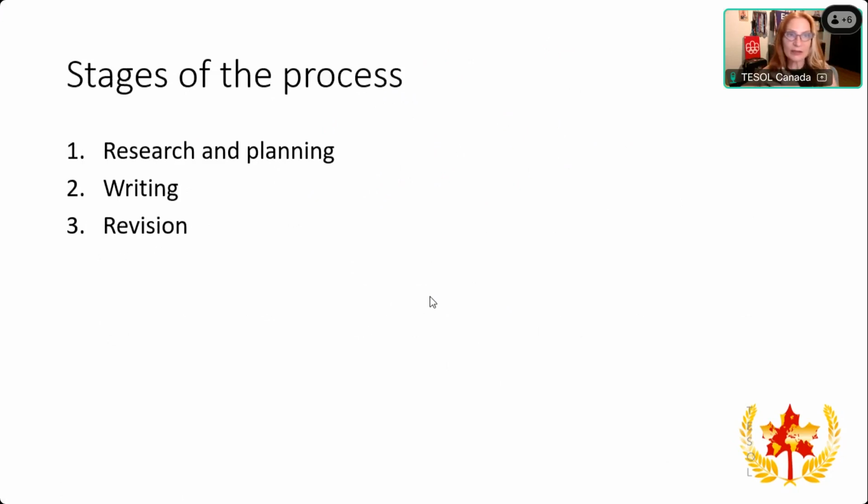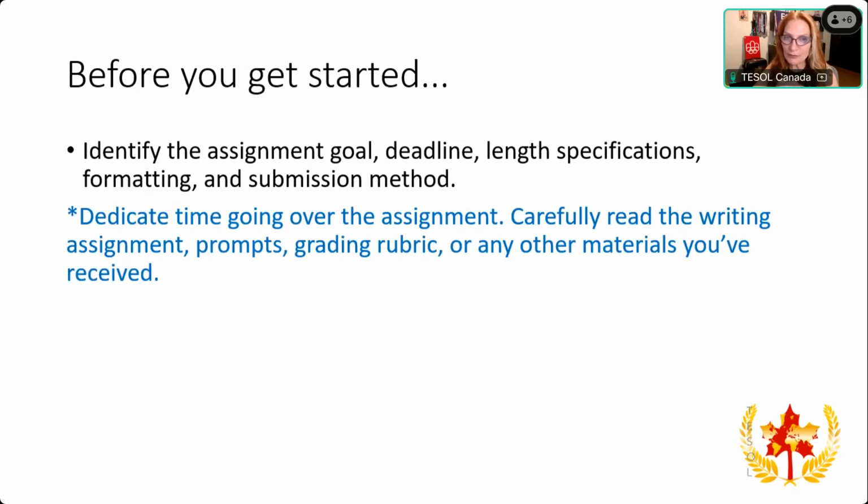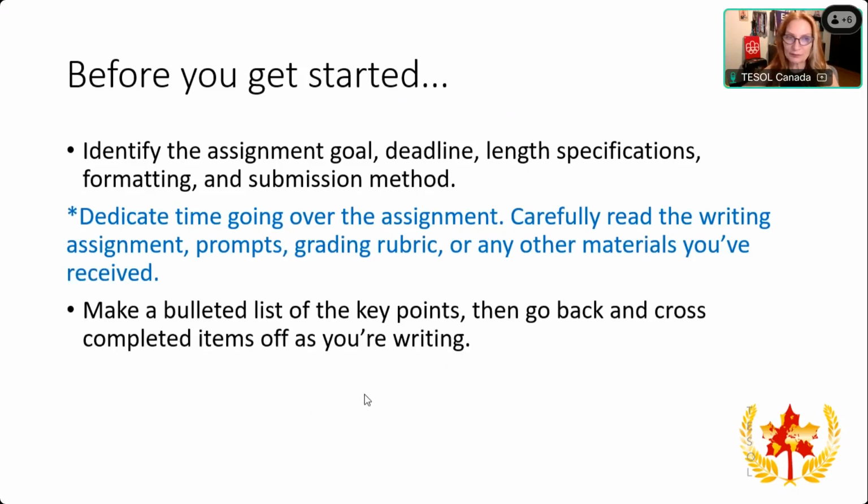So the stages are research and planning, writing and revision. Very simple, in fact, the stages, but each stage has steps that have to be taken. So before you get started, you have to identify the assignment goal, the deadline, length specifications, formatting, submission method. All of this, before you start your research, you have to be sure that you understand each of these elements. So you should dedicate time to go over the assignment, carefully read the writing assignment, the prompts, the grading rubric, or any other materials you receive. So all of this is available in Canvas, and we'll look into it as well.